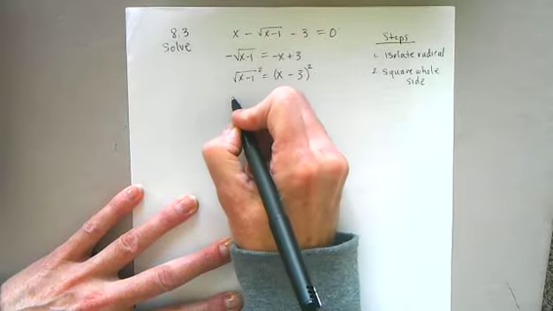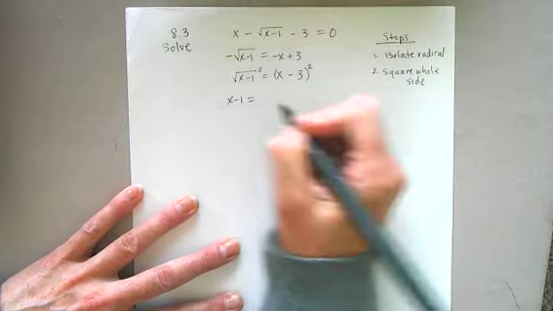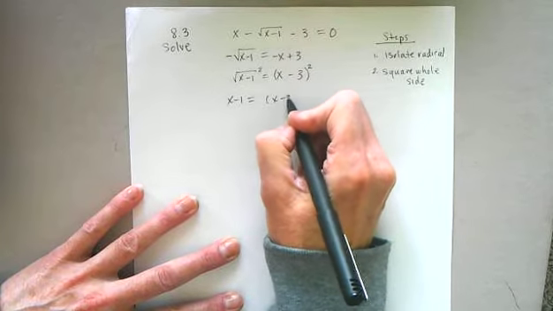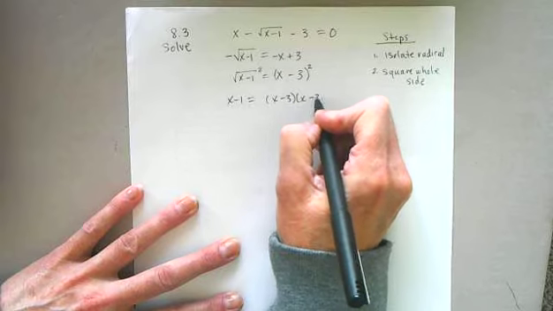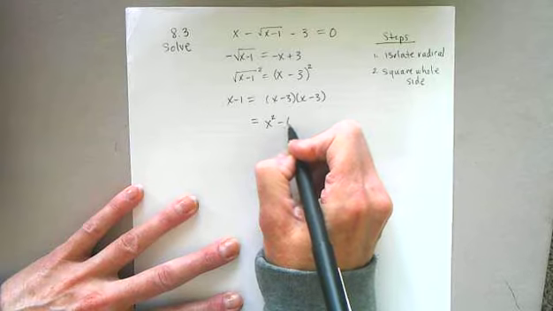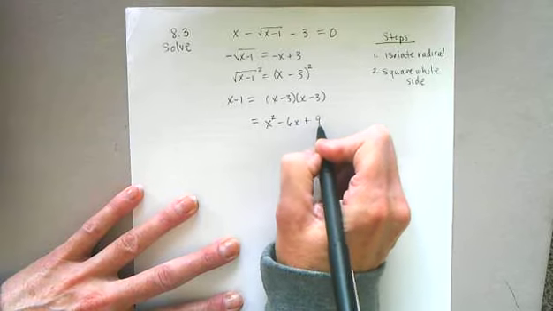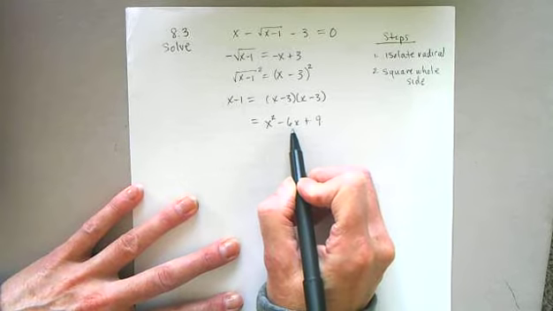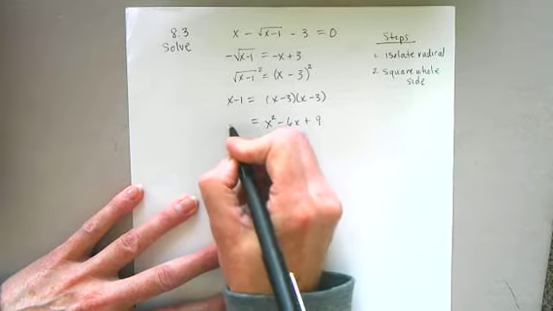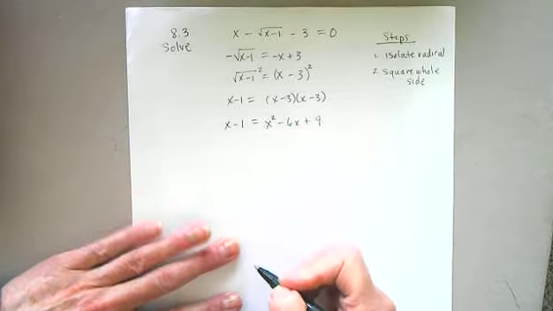So on this side, the square and the square root cancel nicely. On this side, I have to FOIL. So I have x minus 3 times itself. And we'll FOIL that. So we've got first, outside, inside, and last. So I added my outside and inside right there. Negative 3x and negative 3x. And on this side, I still have my x minus 1.